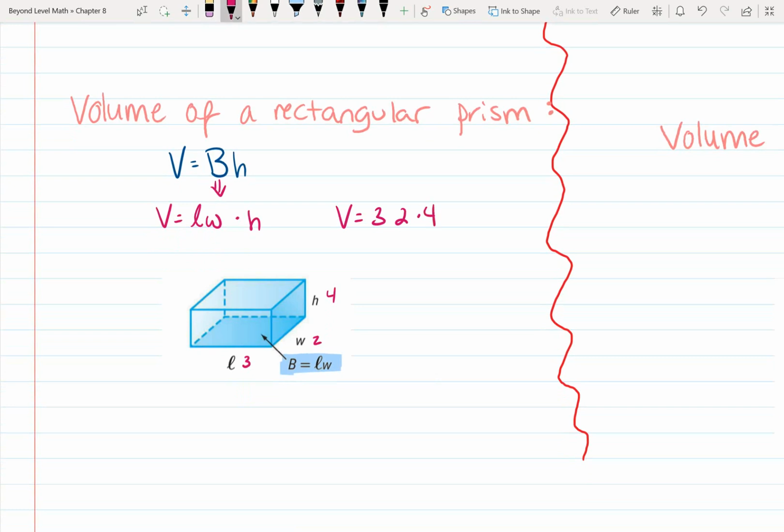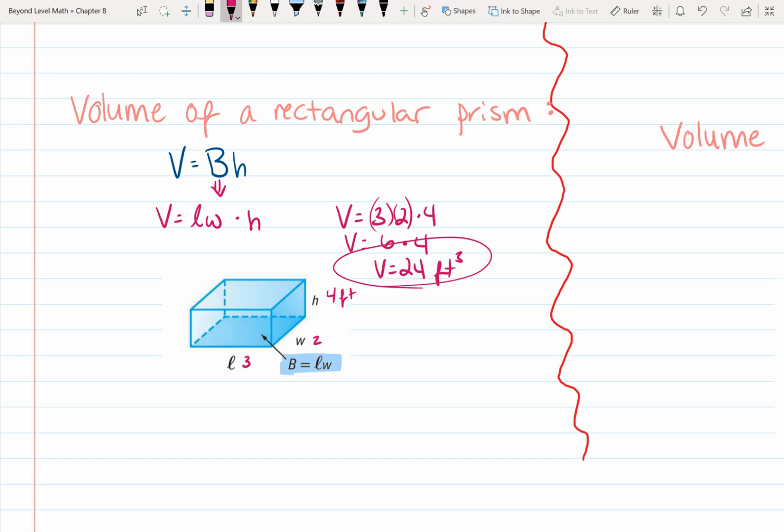And usually I would actually write this like that, so that I know it's length and width, and then I'm multiplying it by the height of the prism. So 3 times 2 gives us 6 times 4. V equals 24, and let's call these feet cubed. And that would be our final answer.